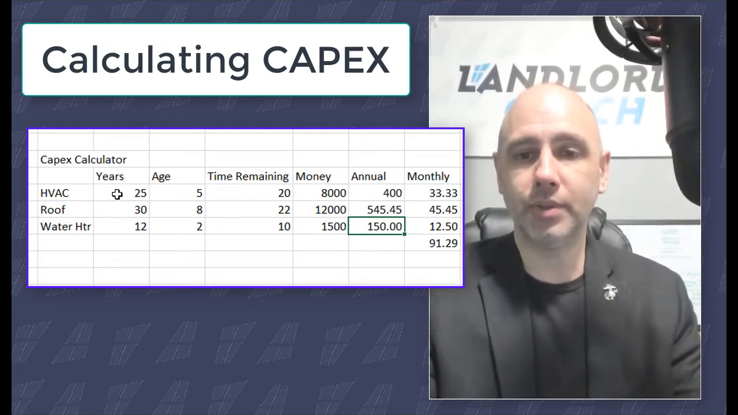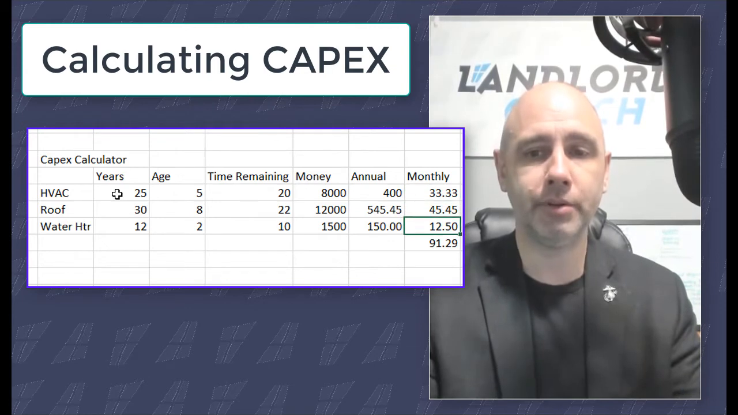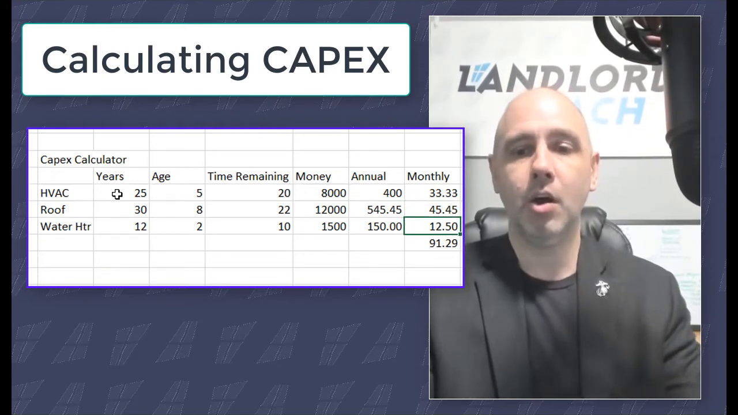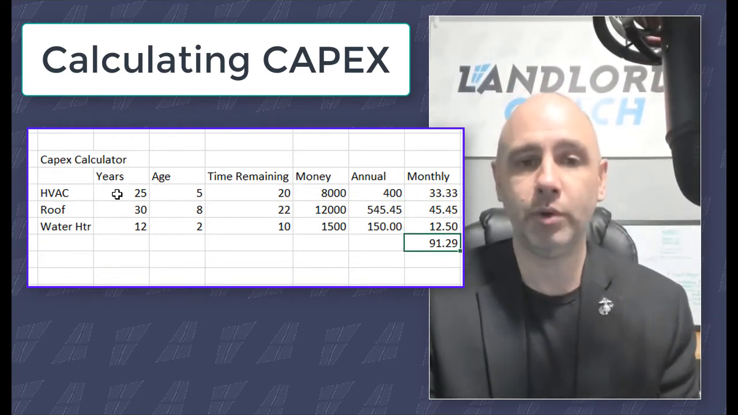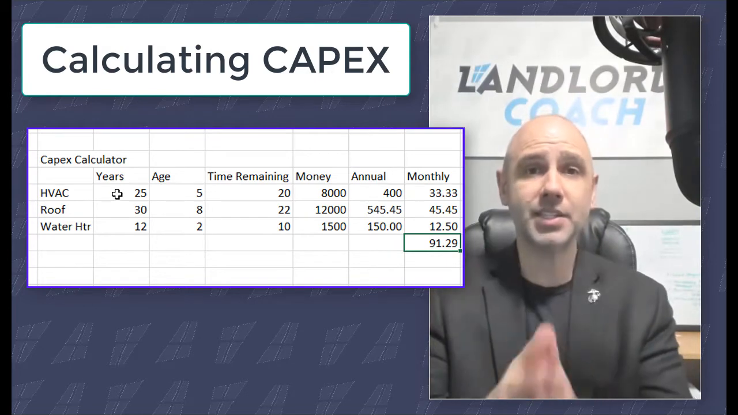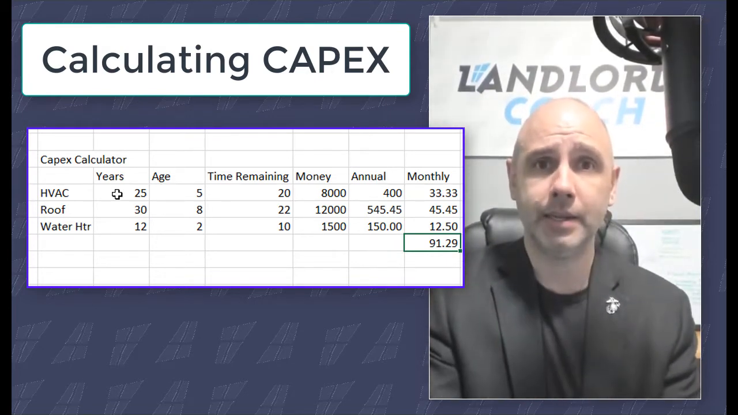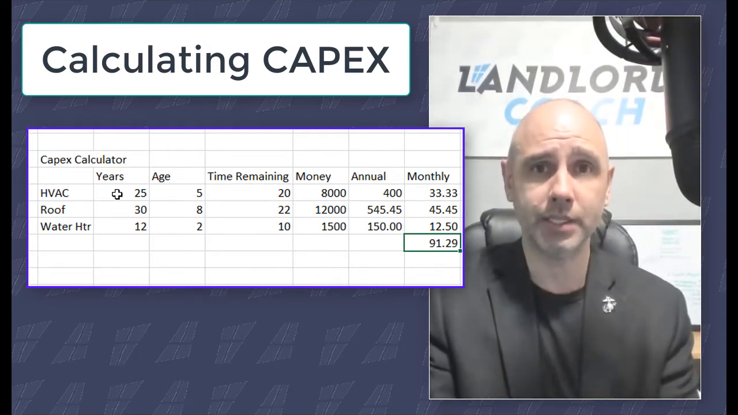Okay, so these are the annual numbers, and this is the monthly numbers. So the total monthly numbers of $33.33 for HVAC, roof would be $45.45, and the water heater would be $12.50. All adds up to $91.29. Now, that's the number that I would put in my capital expenditure line on my cash flow analysis.